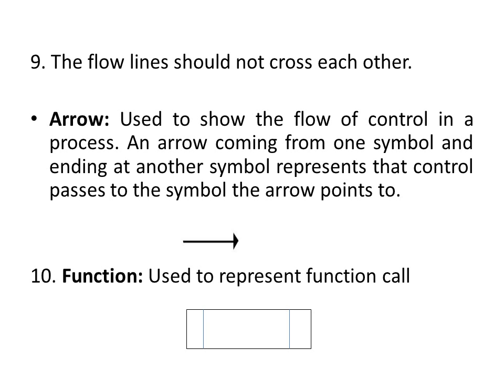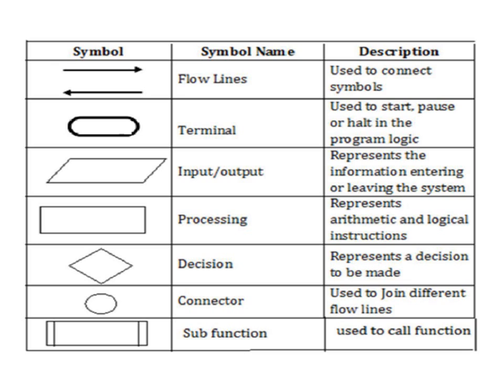At any time the flow lines should not cut each other. And to represent a function, we have to use the function call symbol. That is the normal rectangle with two lines. No need to draw any arrow mark from the function symbol. So this is a summary of the symbols we are using in the flowchart.